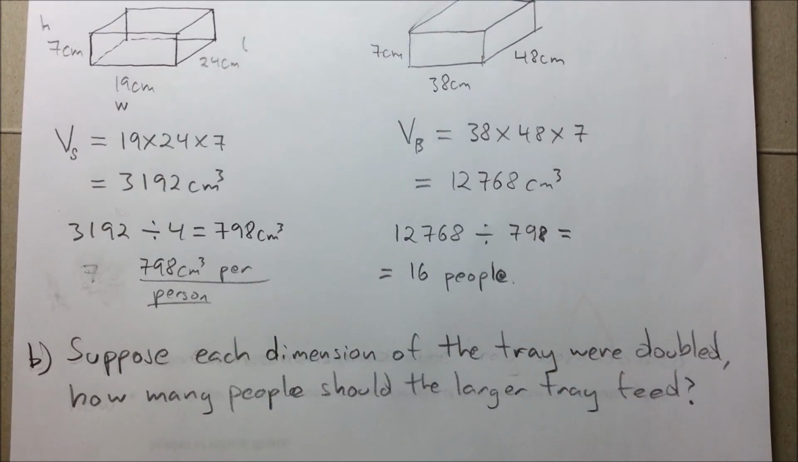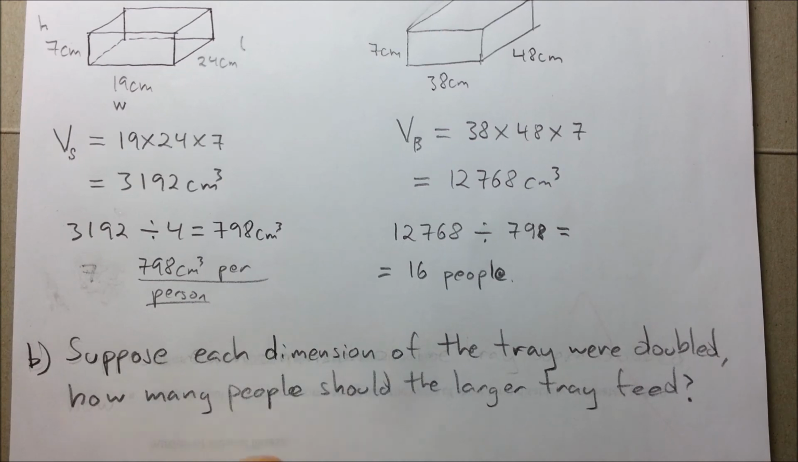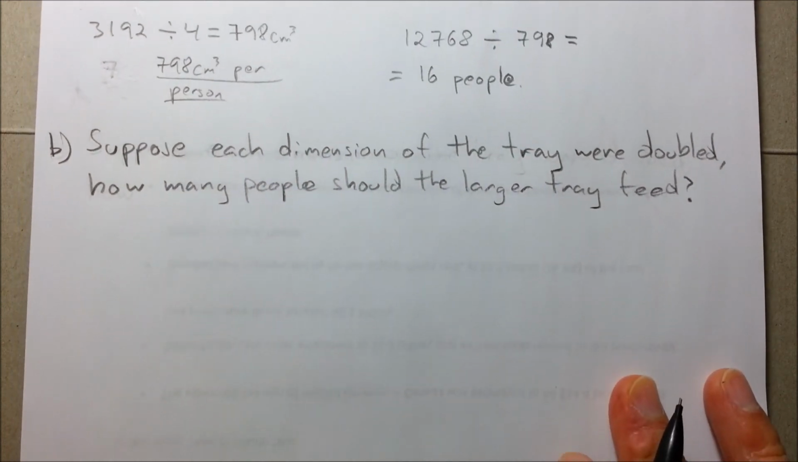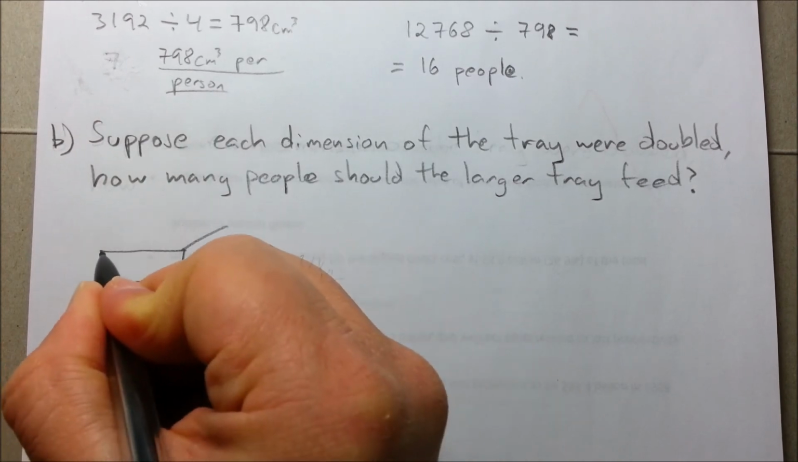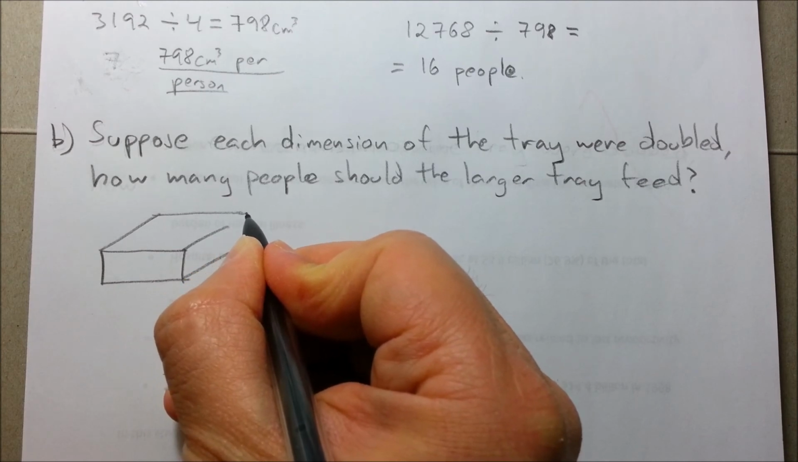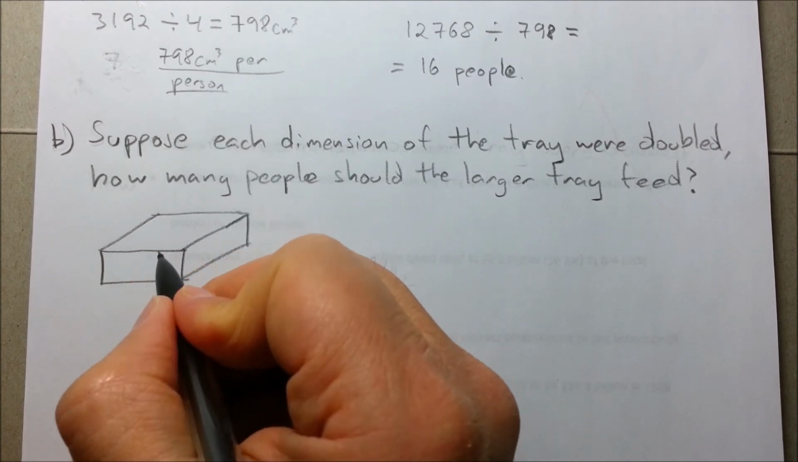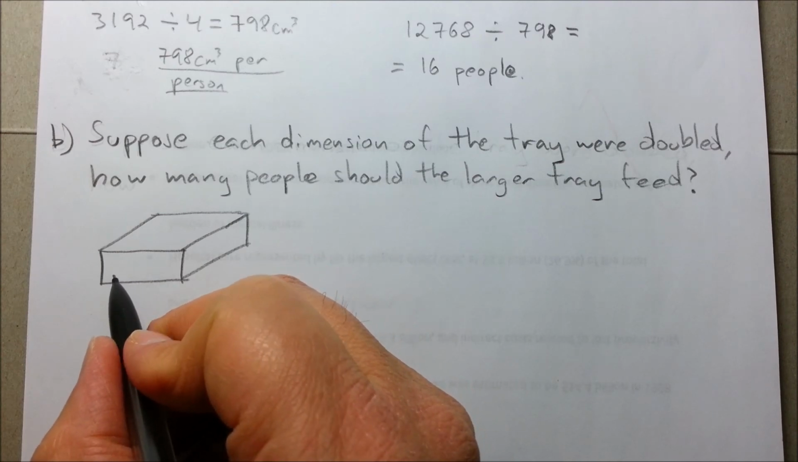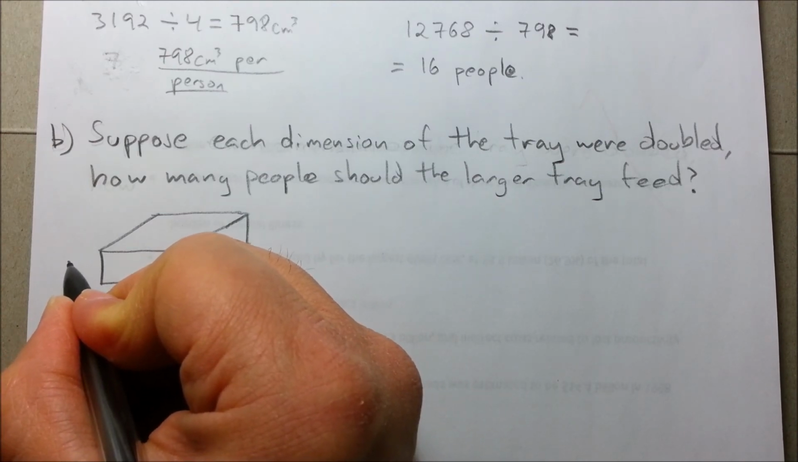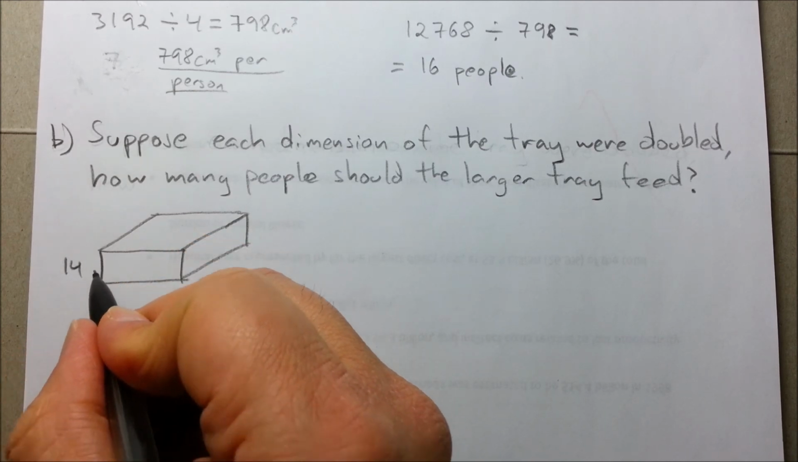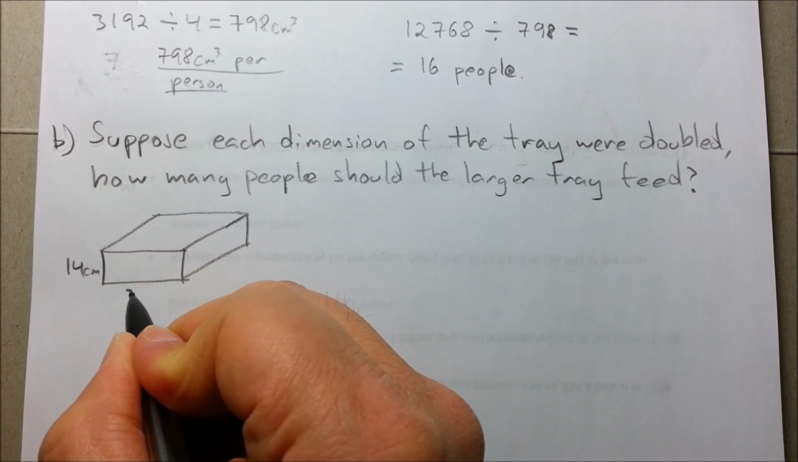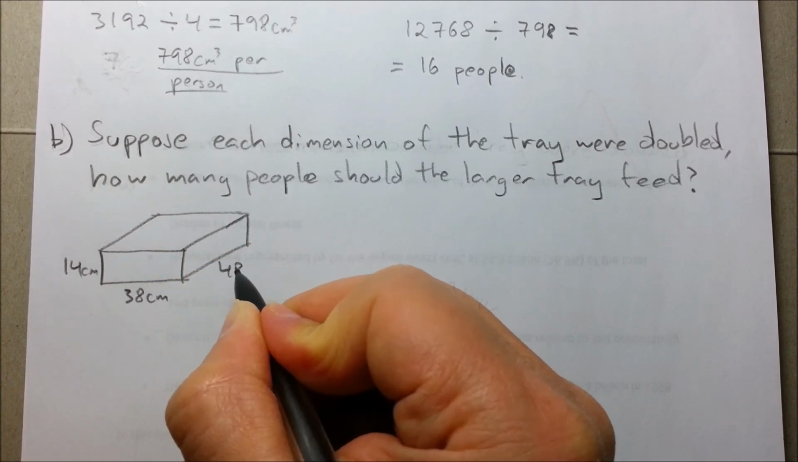So part B says, suppose each dimension of the tray were doubled, how many people should the larger tray feed? In other words, once again, let me move this up now, we can redraw, and once again, just a rough sketch. I'm not going to worry. Okay, maybe I will worry a little bit. Yes, perfect. So now they tell us that everything doubles, even the height. So the height doubles, so this becomes 14 centimeters. This becomes 38 centimeters, and this becomes 48 centimeters.